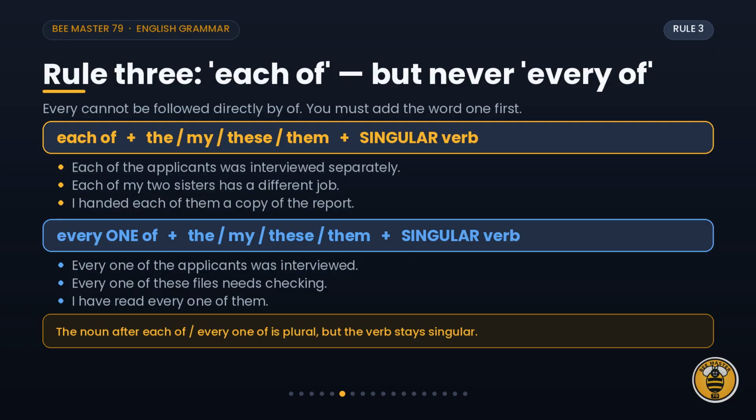Notice something important in both patterns. After each of or every one of, the noun becomes plural, the applicants, these files, but the verb stays singular. Was interviewed, not were interviewed. Needs checking, not need checking.